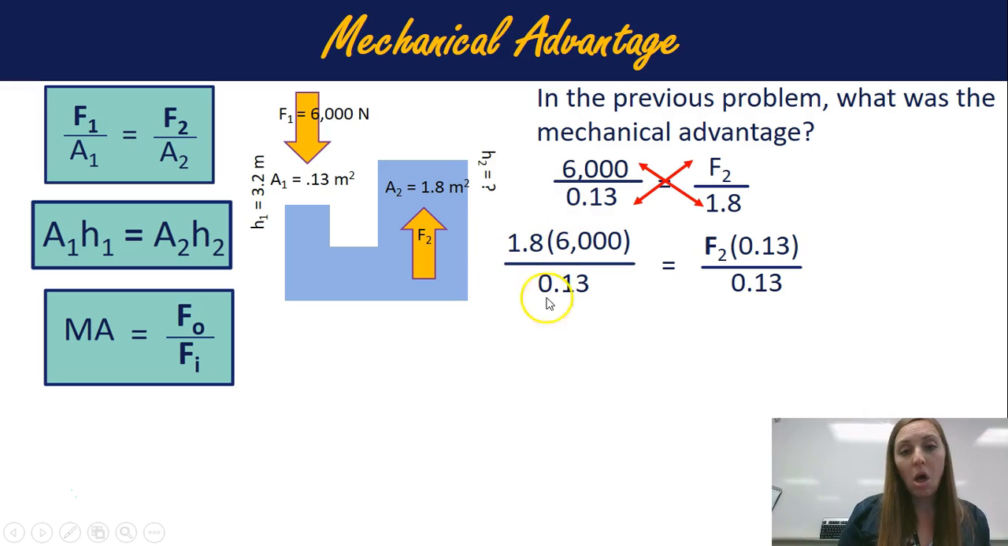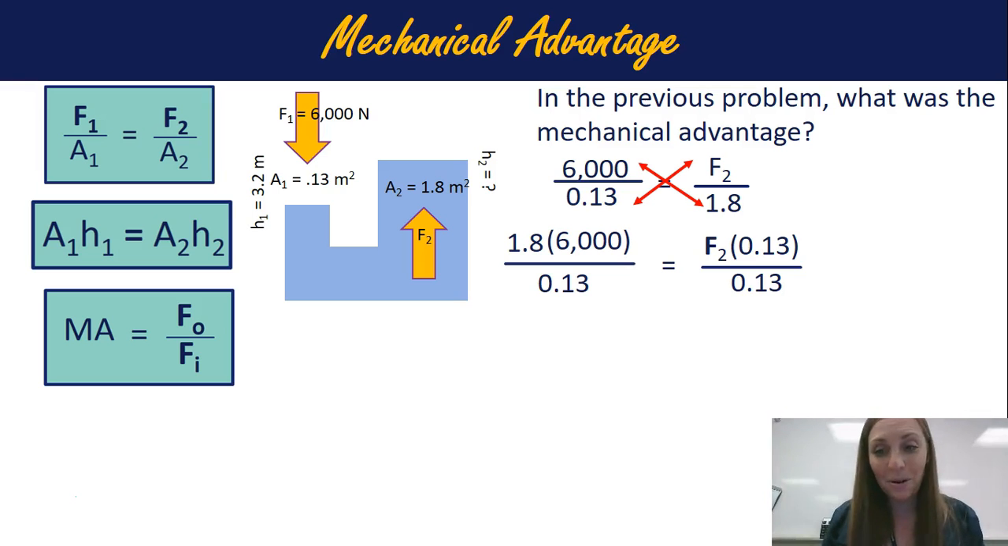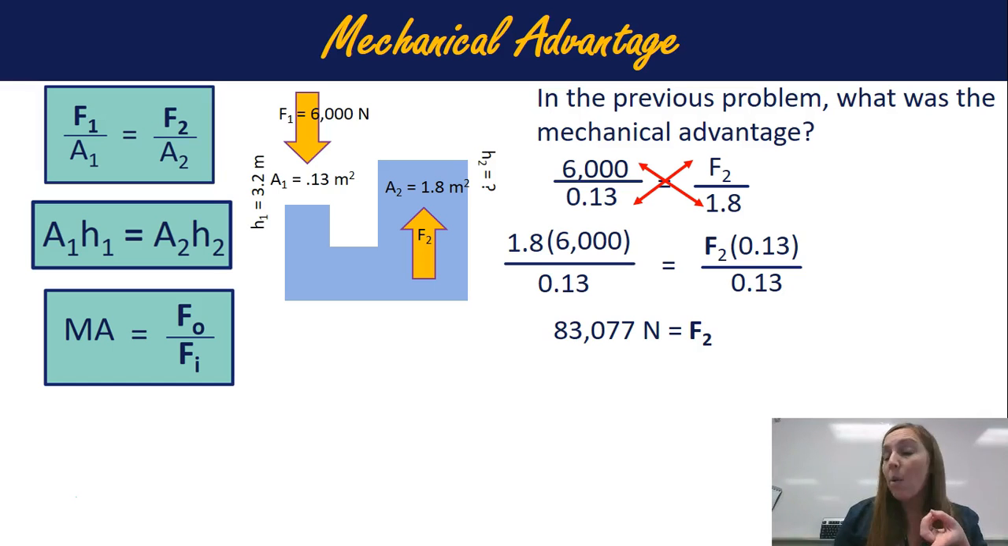Since this is all multiplication and division, I can do it all in one step in my calculator. 1.8 times 6,000 divided by, I'm sorry, divided by 0.13. Okay, so you're going to get an output force of 83,077 newtons. We know our input force. It was given to us way back in that first problem. It was 6,000 newtons. And we're getting an output force of 83,077 newtons.